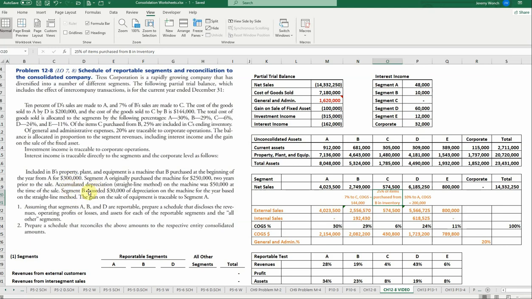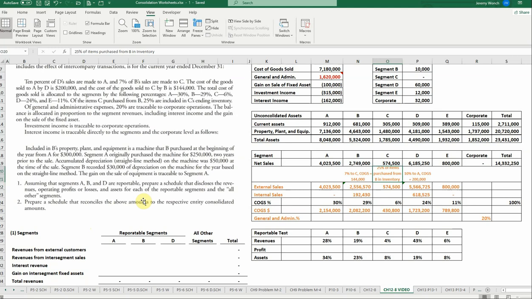Included in B's property, plant, and equipment is that B had purchased during the year property for $300,000 that had a cost to A of $250,000, less depreciation of $50,000, so a net asset of $200,000. Segment B recorded $30,000 of depreciation.